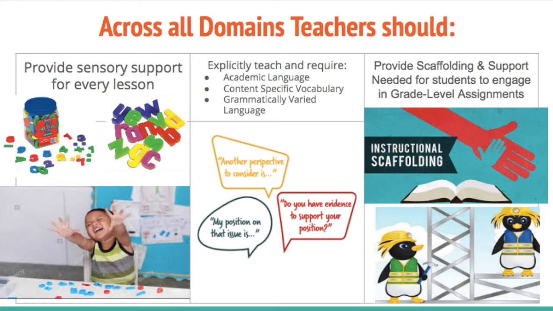Next, teachers should explicitly require academic language, content-specific vocabulary, and grammatically varied language. Teachers should never assume students already know these things. For example, instead of allowing students to use simple words and phrases, Level 4 students should be required to use pre-taught language.